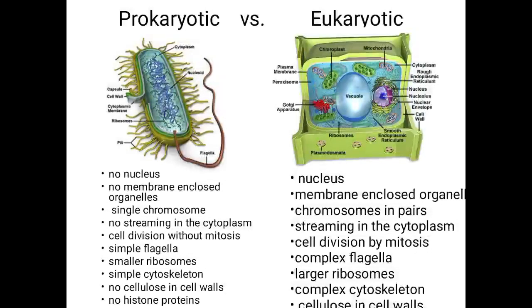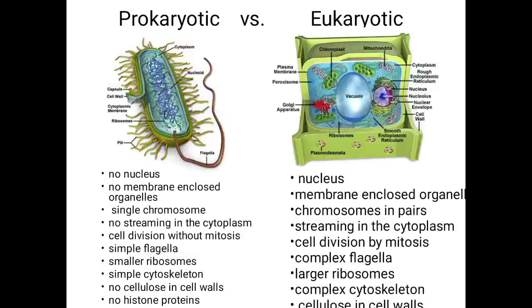So in the prokaryotic cell, we do not see any membrane bounded organelles, but in eukaryotic cells, there will be membrane bounded organelles like Golgi bodies, mitochondria, endoplasmic reticulum, lysosomes. These are all membrane bounded organelles. They perform different functions.